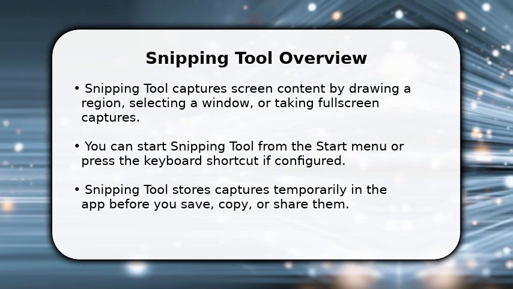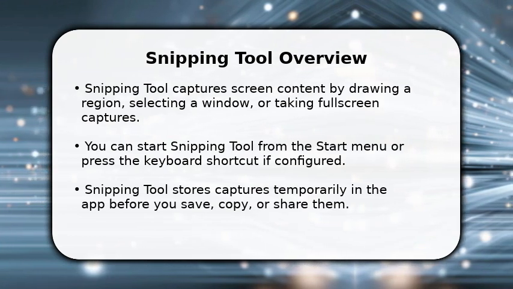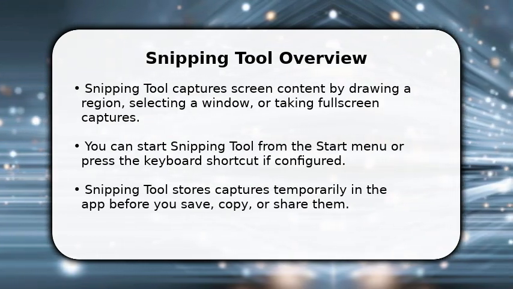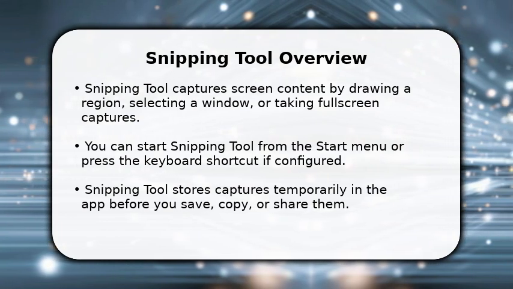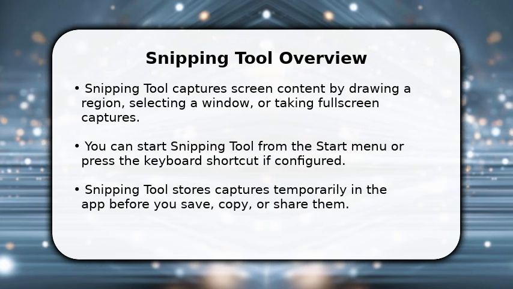You can open Snipping Tool from the Start menu or pin it to the taskbar for quick access. You can also assign a keyboard shortcut to launch the app instantly. The tool holds captures inside the app until you decide to save, copy, or share.